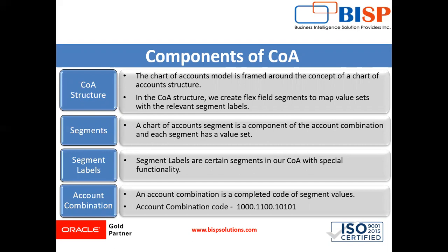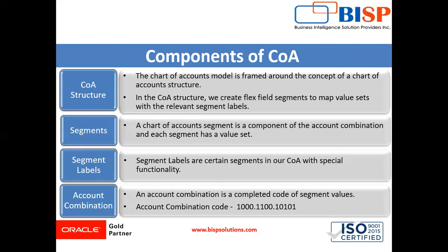And chart of accounts structure can create segments to map the value set with the relevant segment labels. For example, in this chart of accounts, we define three segments: company, department, and account. So in this scenario, we create three segments for our chart of accounts structure and map the segment labels like primary balancing segment, cost center segment, natural account segment. These are the segment labels. So all the segment labels are defined in the segments.